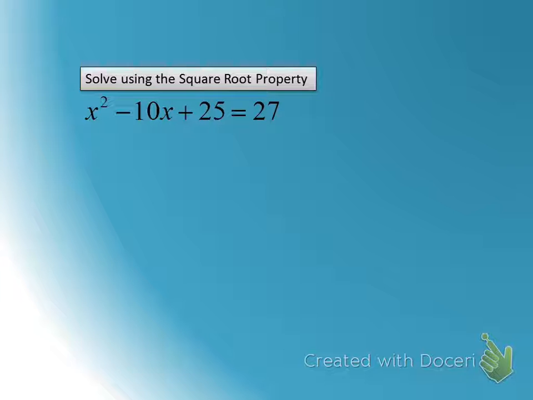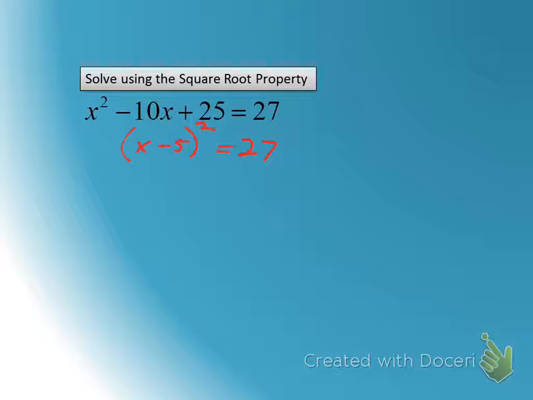Solve using the square root property, which means the left side already factors. So we don't have to worry about doing the actual complete the square process. The left side factors: x squared minus 10x plus 25. You want two numbers that multiply to 25 and add to negative 10, which is negative 5. So (x minus 5) squared equals 27.